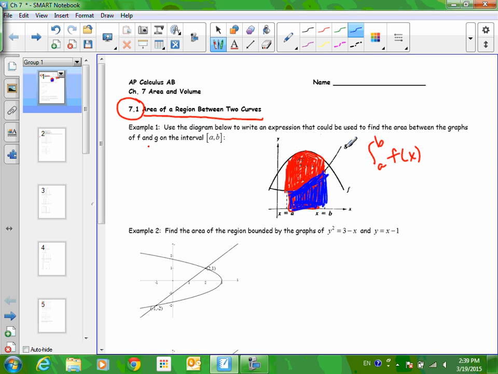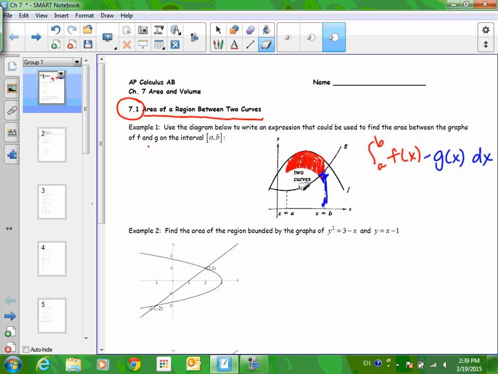It's the integral of g of x. So I want to subtract that out. And then I'm going to put a dx at the end. You see what I mean? I want to subtract. Oh, I have too big of a, that's okay. My erase bubble is too big.